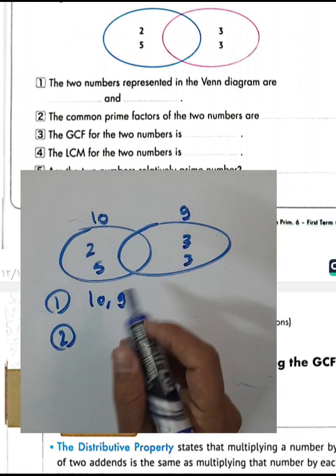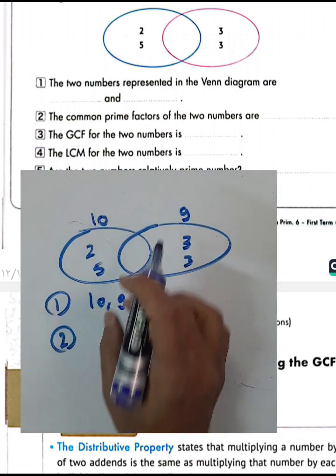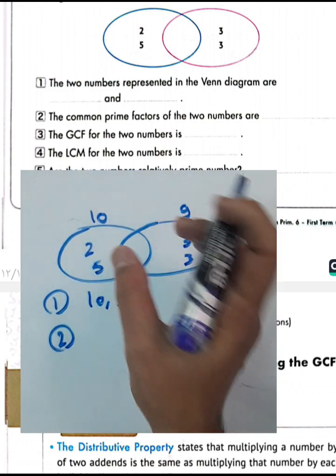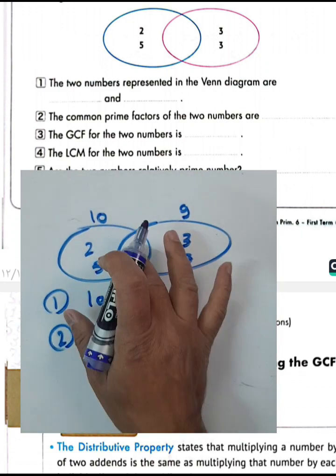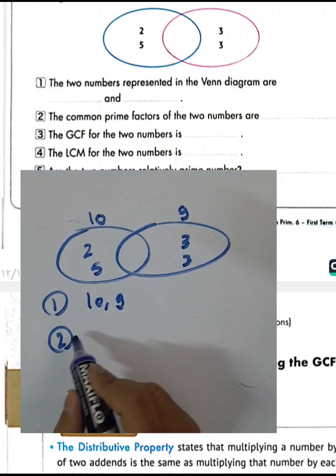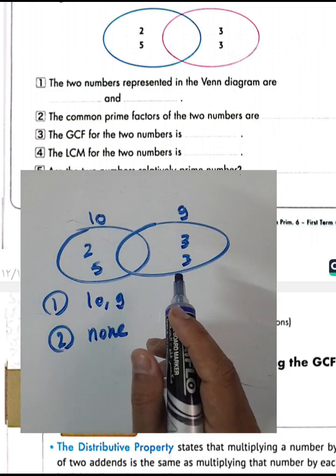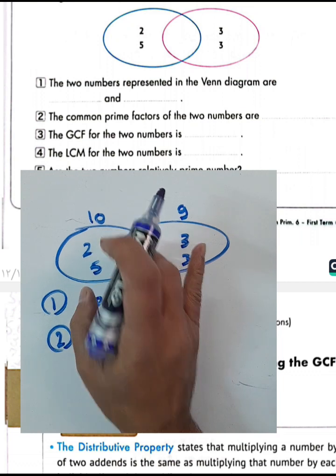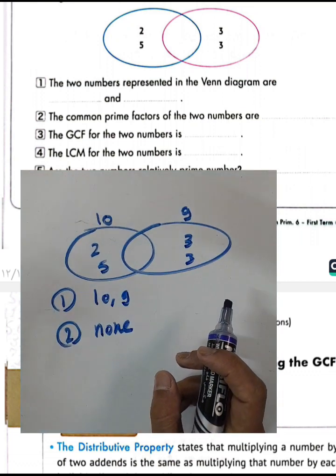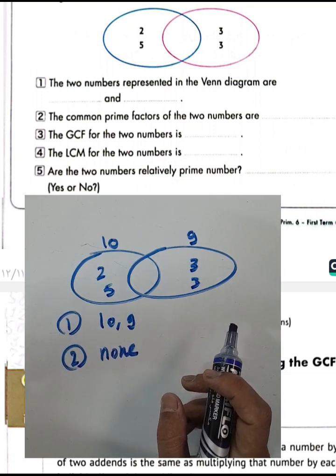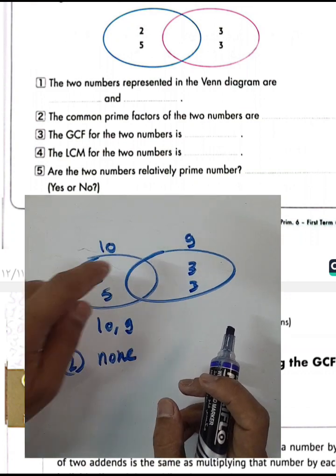Okay, the highest common factor between them equals 1. But in this part, we have empty, so we don't have a common factor between them. So you must write none. Okay, understood? Again, this part is empty; it refers to the common prime factors of the two numbers, so write none. We don't have a number.